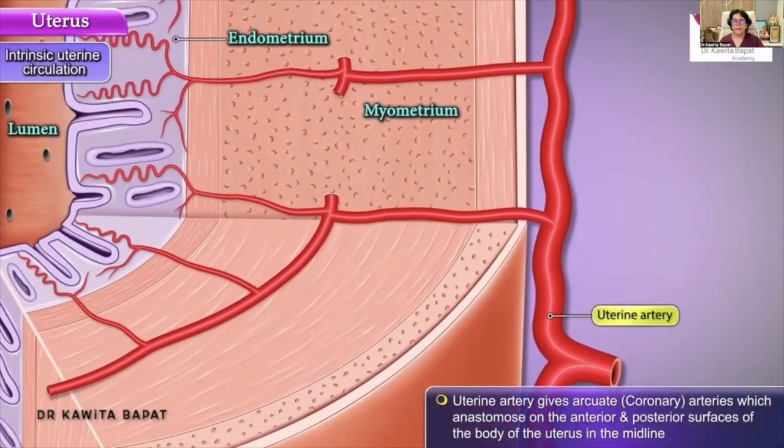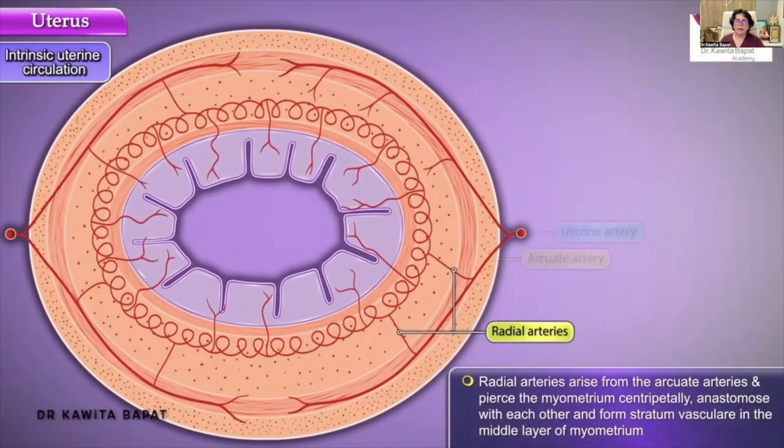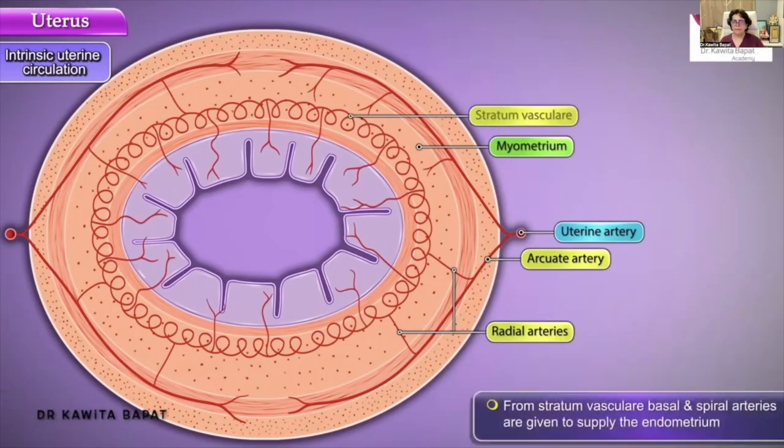Now, when the uterine artery enters the myometrium, it becomes the arcuate arteries, which anastomose anteriorly and posteriorly on the surface of the body of the uterus in the midline. The radial arteries arise from the arcuate arteries, pierce the myometrium centripetally and anastomose with each other, and form the stratum vasculare in the middle layer of the myometrium. So: uterine artery, arcuate artery, and radial artery.